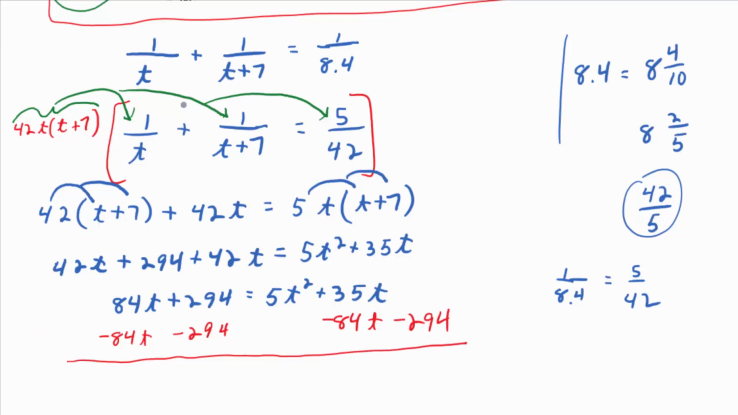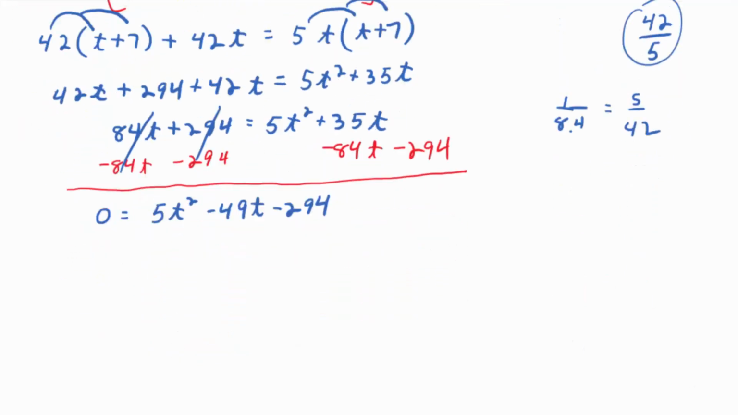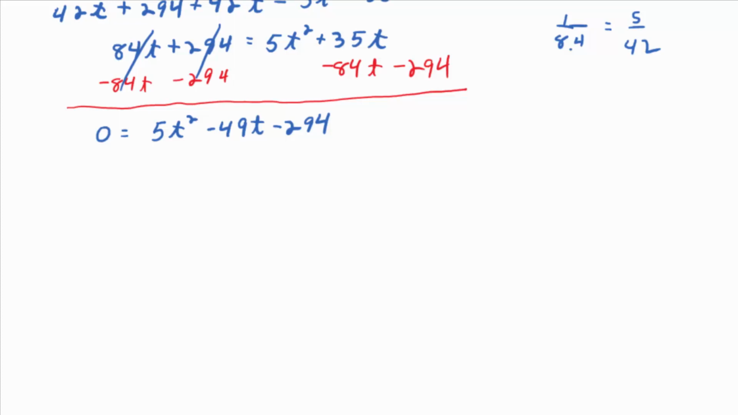Okay, so that gives me 0, I predict, on the left side. And then 5T squared. What's 35T minus 84? Okay, so minus 49T minus 294. Okay. This is another one of those equations. I'm not sure if it factors, and I don't really want to. I'm too lazy to try.